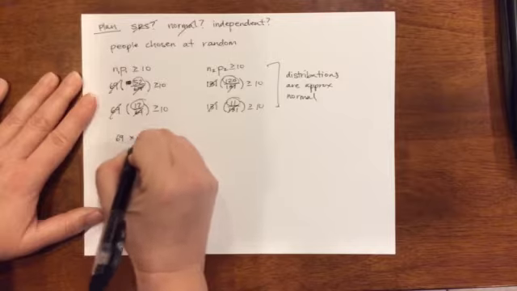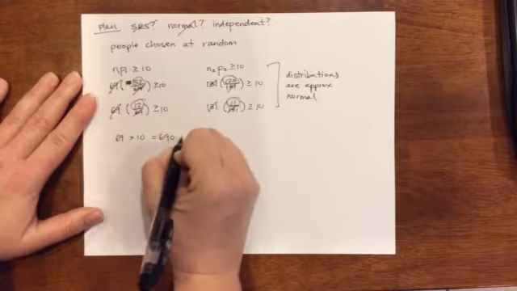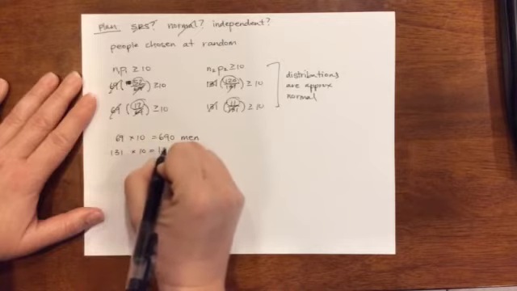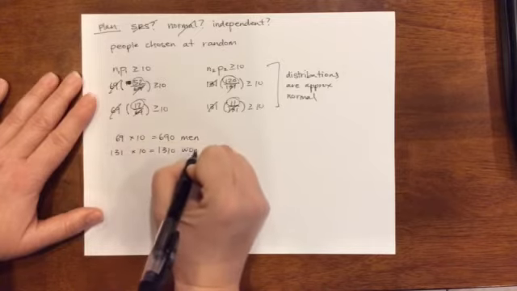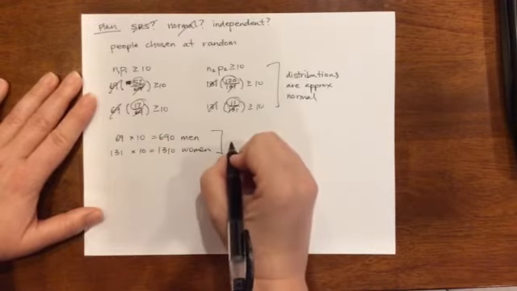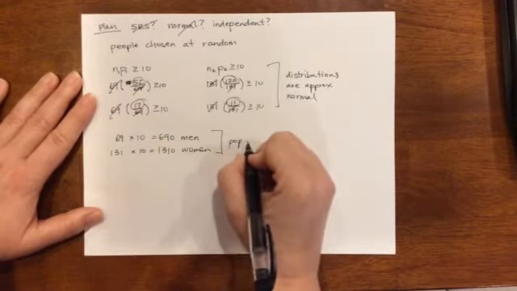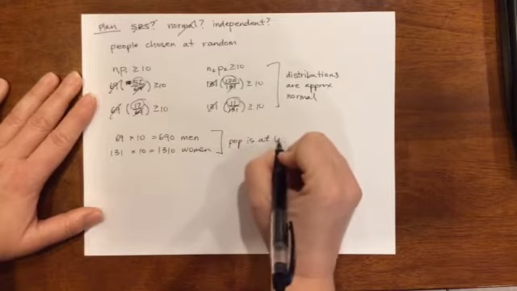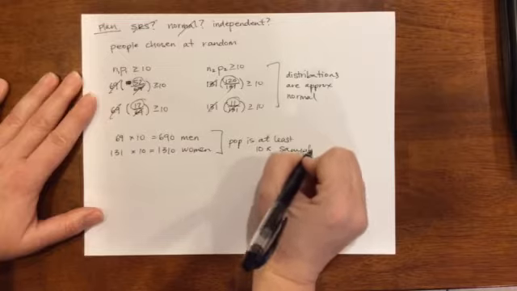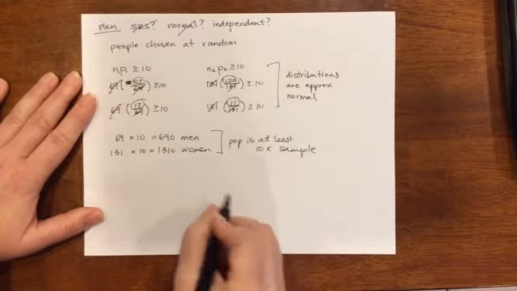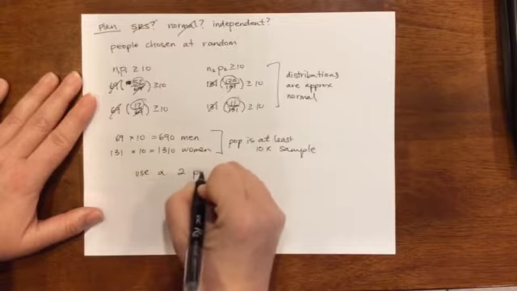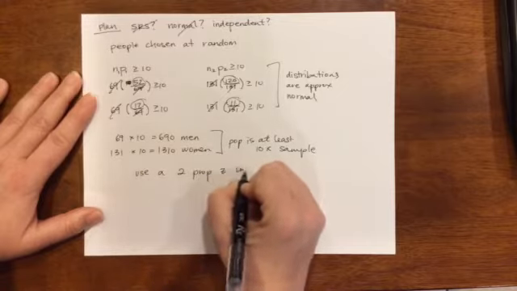So we have 69 times 10 equals 690 men, and 131 times 10 is 1,310 women. I'm pretty sure there's that many people in the United States. So we're going to go ahead and say that the population is at least 10 times the sample. All right, because everything worked out nicely, we are going to use a 2 proportion Z interval.